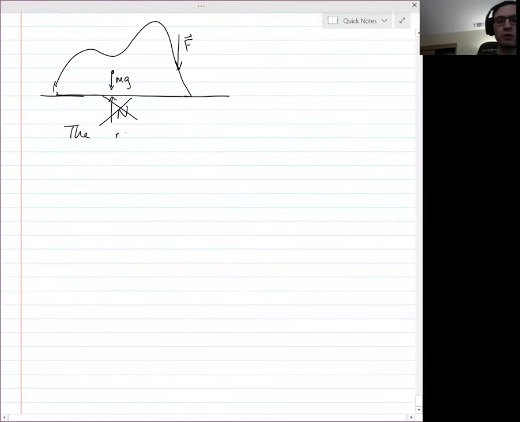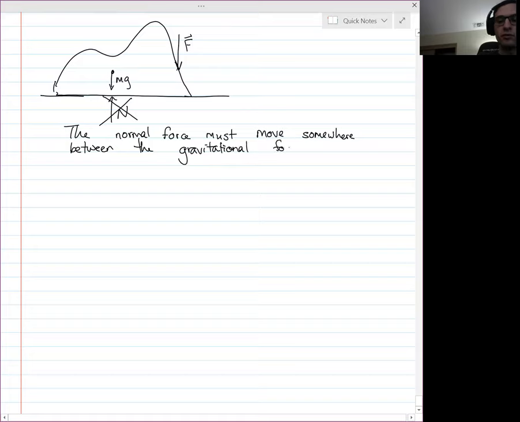the normal force must move somewhere. It has to move somewhere between the center of mass, or between the gravitational force and the applied force. And obviously when I say between them, I mean in the horizontal direction.